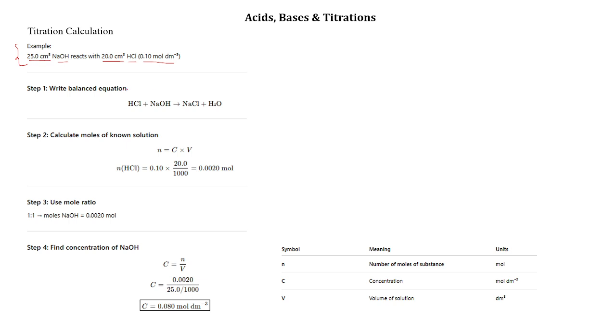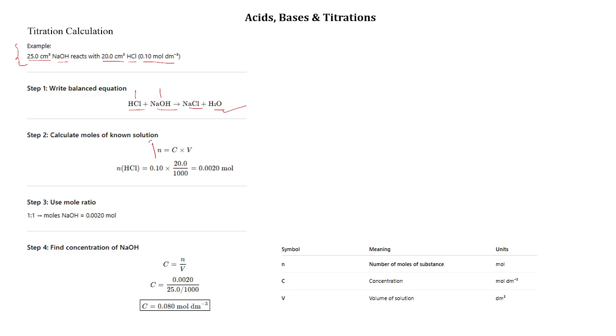The very first thing you should know is the stoichiometry. The reaction you are going to study, first write it. Stoichiometry is how many moles are involved. Here HCl and NaOH give you NaCl and H2O: 1 mole of HCl and 1 mole of NaOH participating. Now you know the stoichiometry. The second thing: calculate the moles of the known solution.